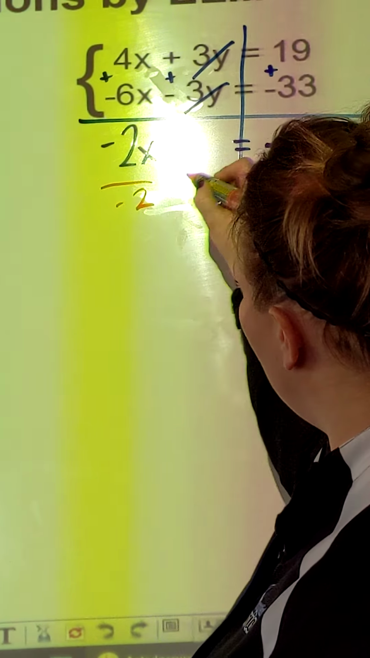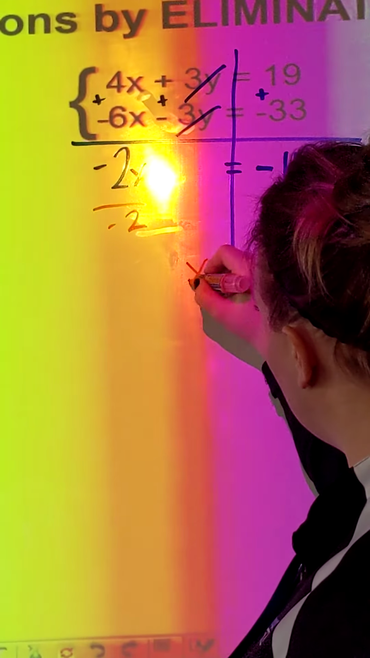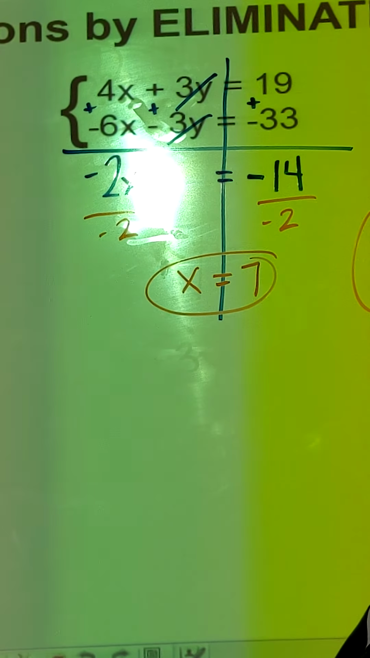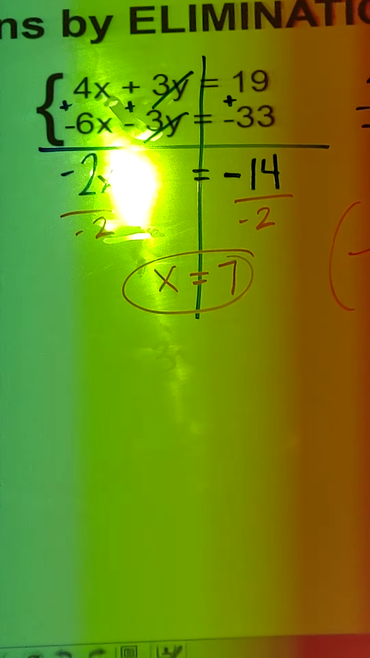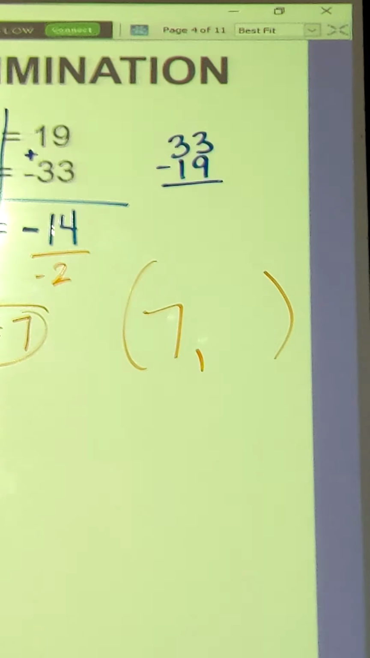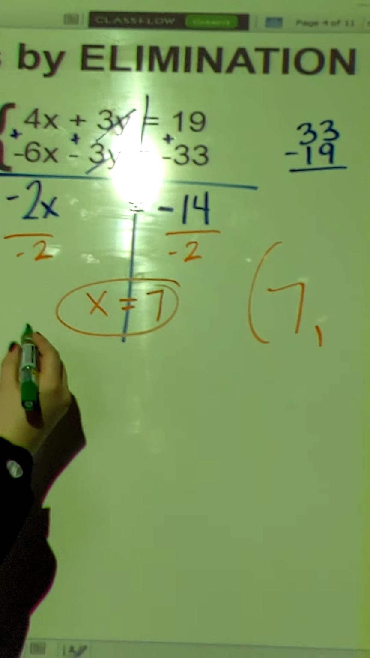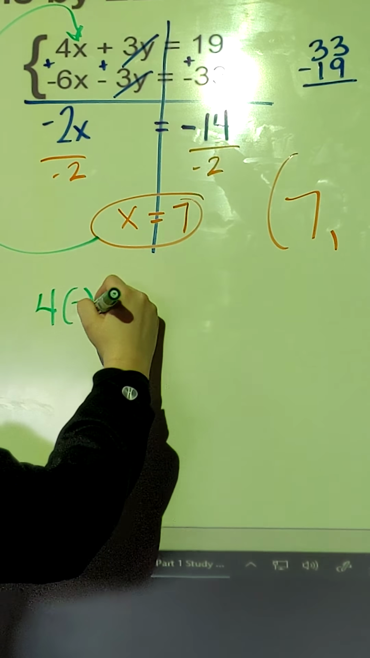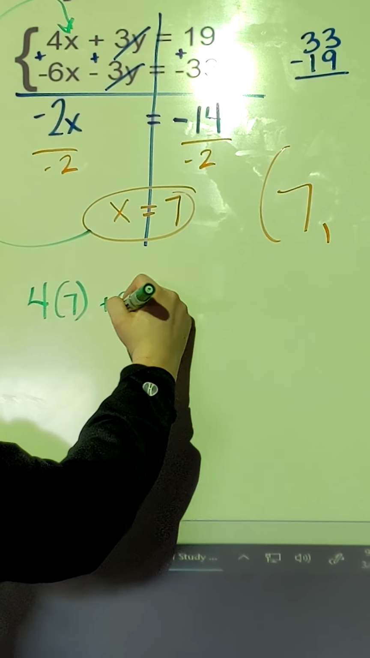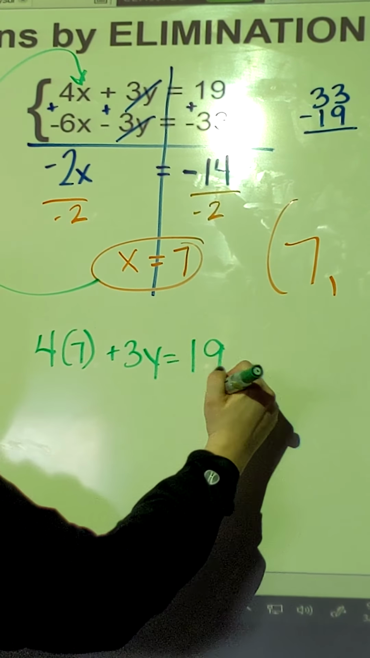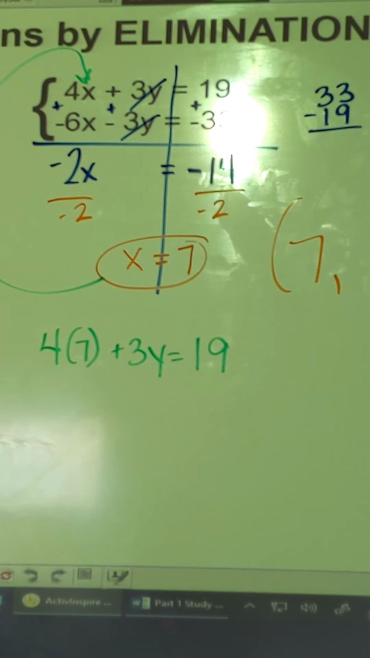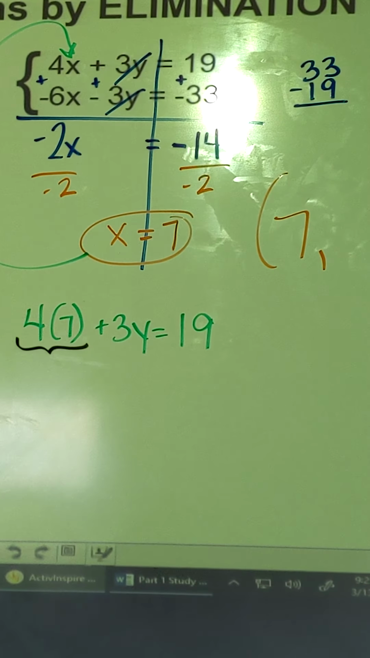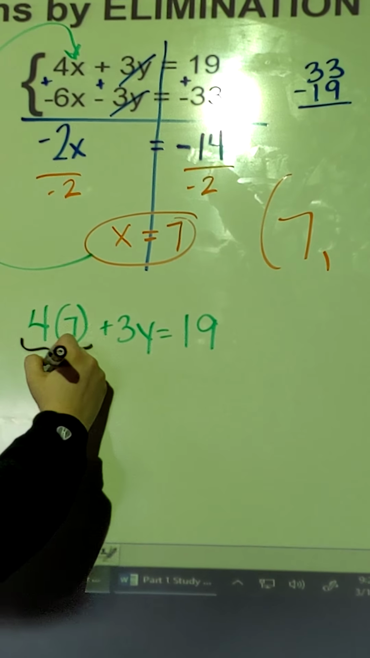And divide by negative 2. X equals positive 7. I'd rather avoid negative, so I'm gonna plug it into the top one. 4 times 7 plus 3y is equal to 19. I'm plugging the x into the x. 4 times 7.